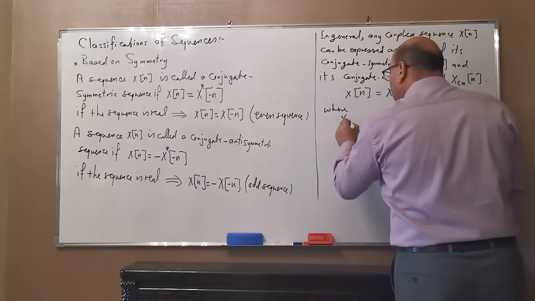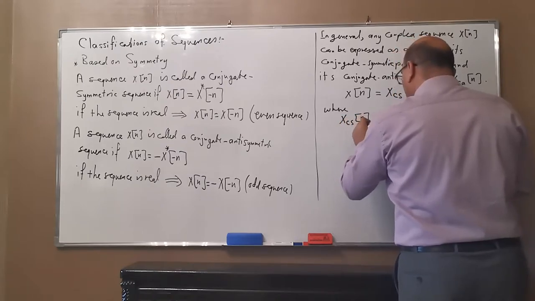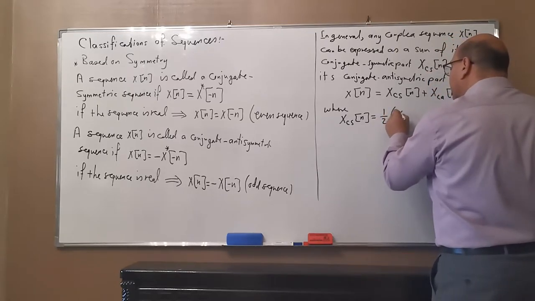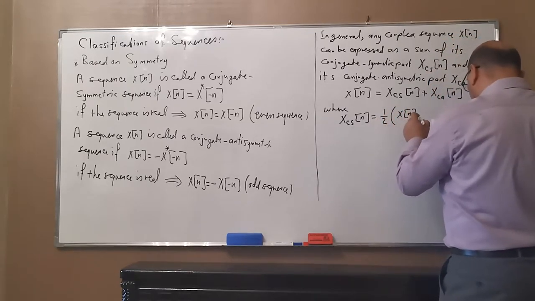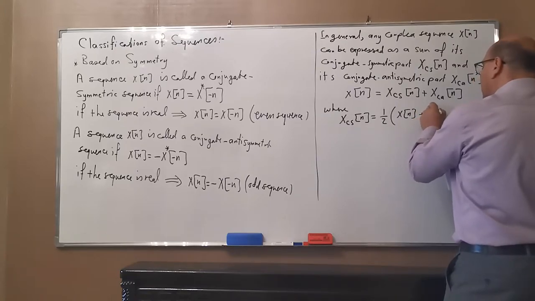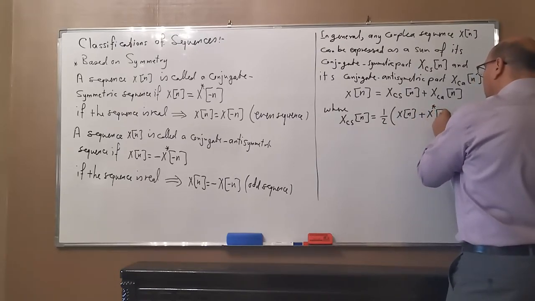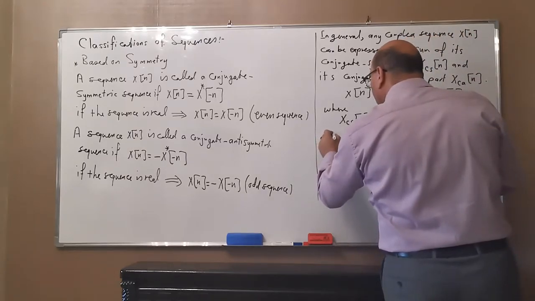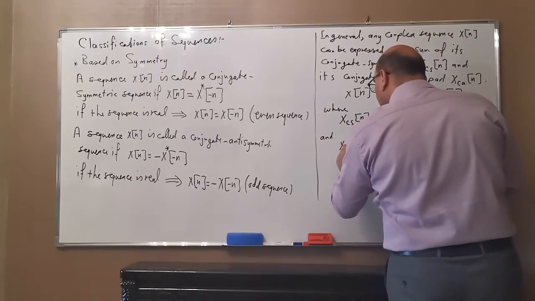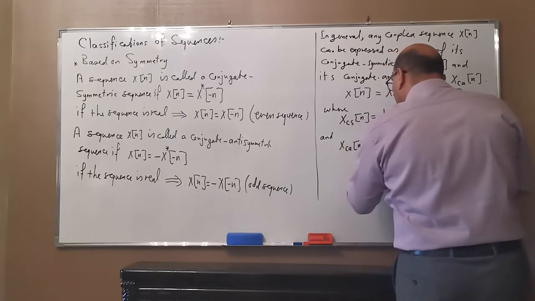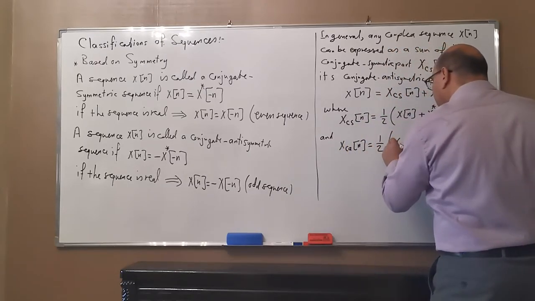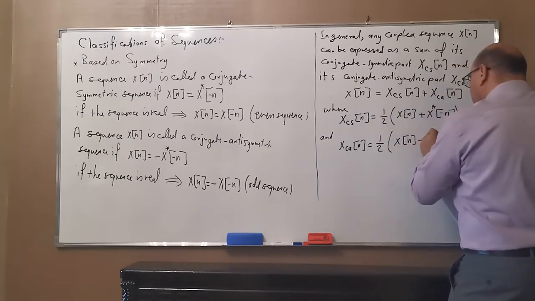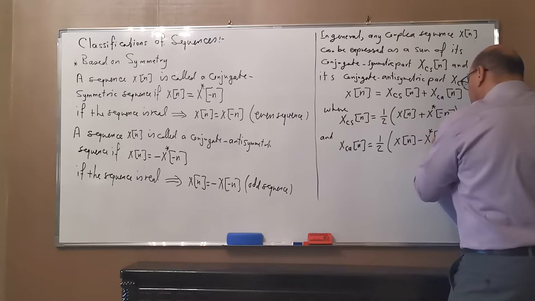This part can be found as, where x conjugate symmetric of n is equal to 1/2 of the addition of x of n plus the complex conjugate of minus n. And x conjugate antisymmetric of n is equal to 1/2 also x of n minus x complex conjugate of minus n.